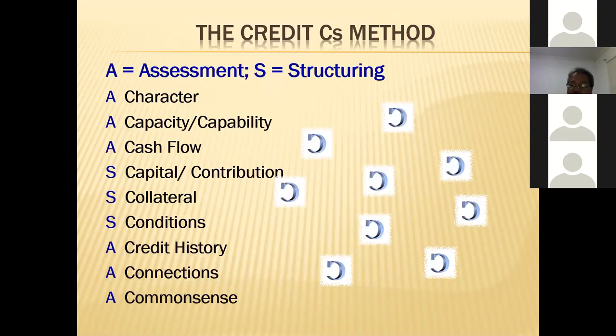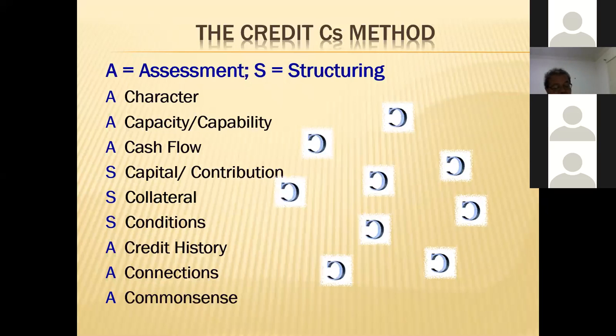Everyone sees? Check it right now, Mr. Knowledge. Yes. Okay, so in that space, put A equals assessment; S equals structuring. A equals assessment, S equals structuring.